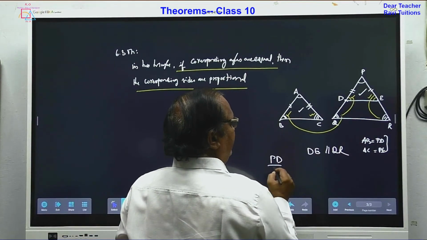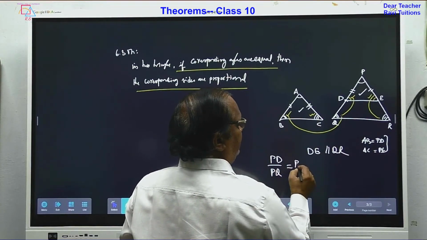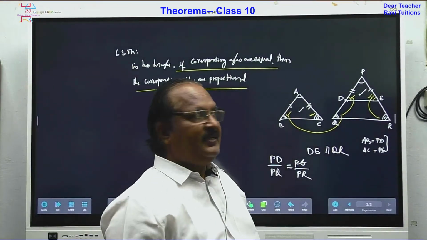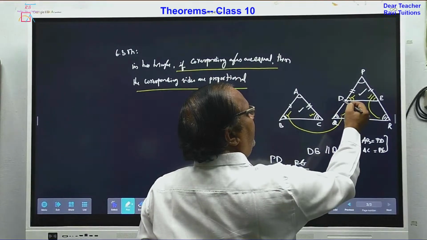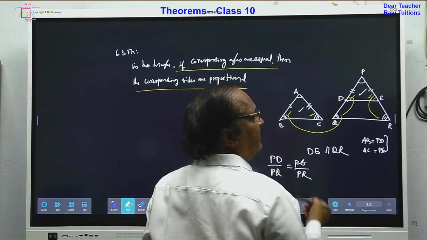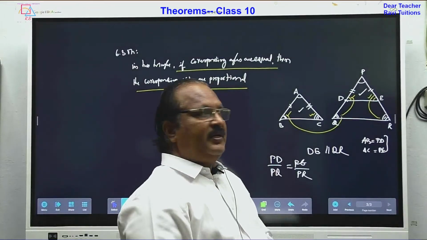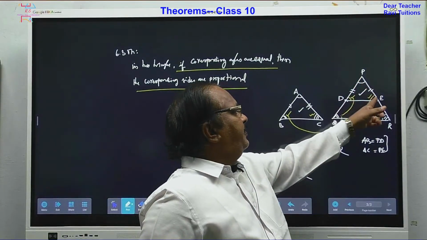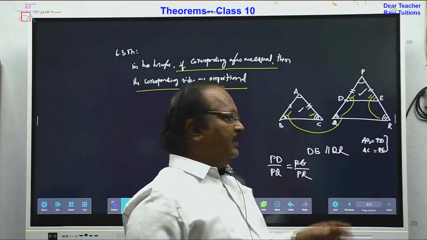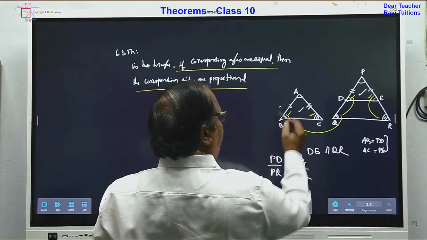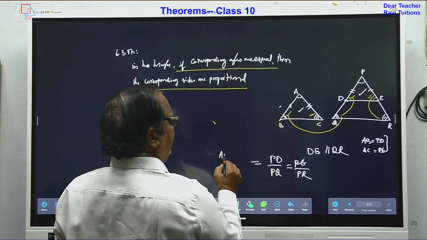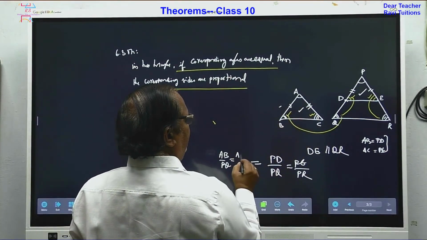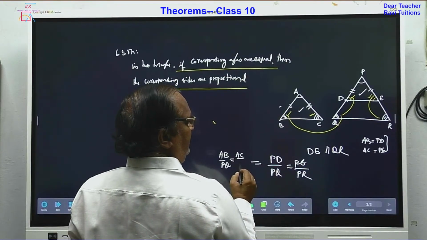Therefore, PD by PQ is equal to PE by PR. This is also a basic proportionality theorem. PD by QD, or PD by PQ, the whole side also you can write. That also comes under the corollary of the basic proportionality theorem. PD by whole PQ is equal to PE by whole PR. So now PD will be replaced with AB, so that implies AB by PQ is equal to PE replaced with AC, AC by PR.